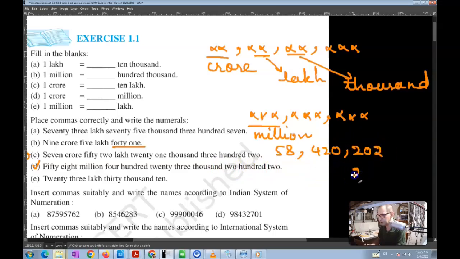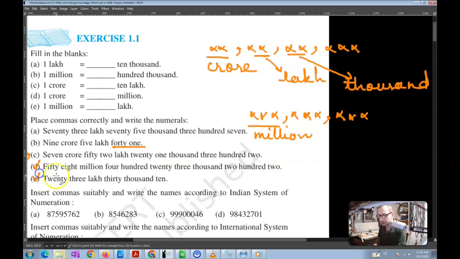In the Indian system, you would write this as 202, and then 20, and then 84, and then a 5 basically. So that's essentially 5 crore 84 lakh 20,202 in the Indian system.